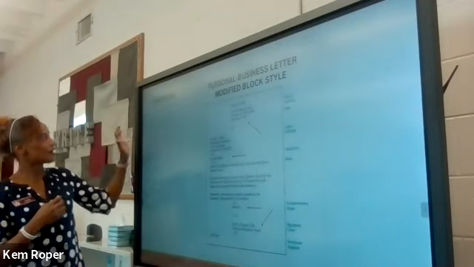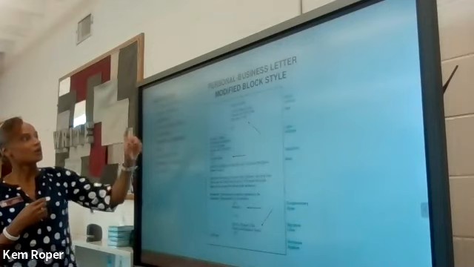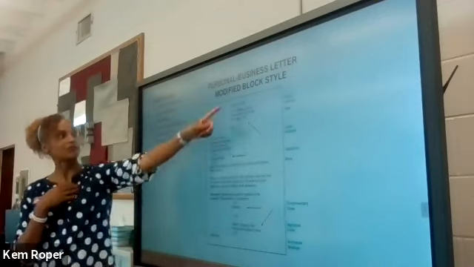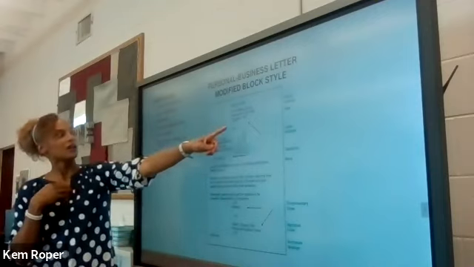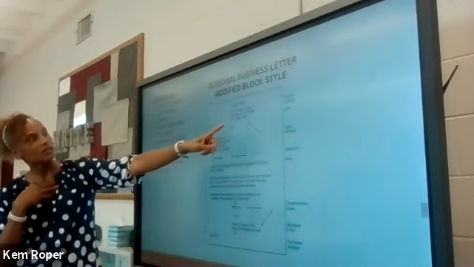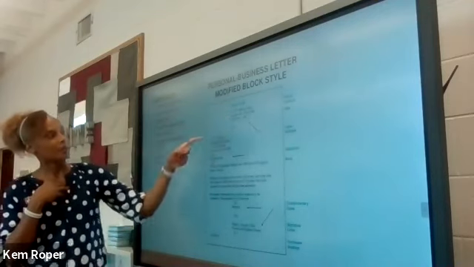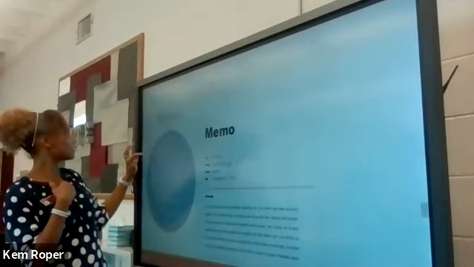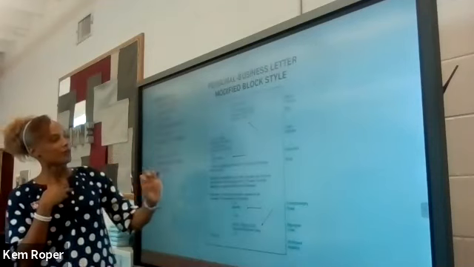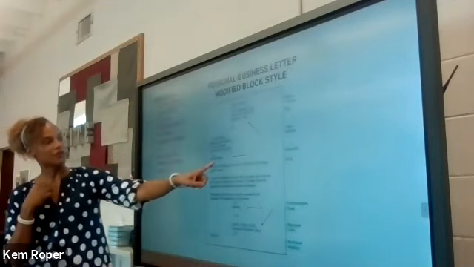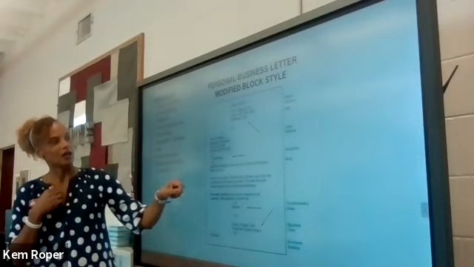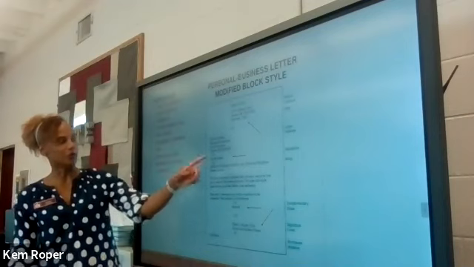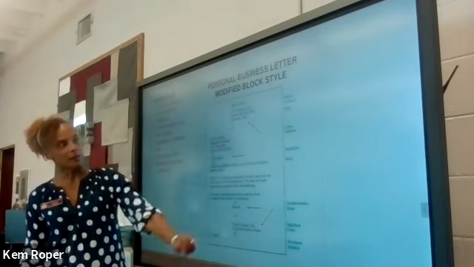This is a modified block format. Notice that this time the address is centered rather than flush left. And this is your address here, the person's address here that you're speaking to. And in this example, there is no punctuation after the greeting and close, but it is optional to put a comma or colon here and a comma here.